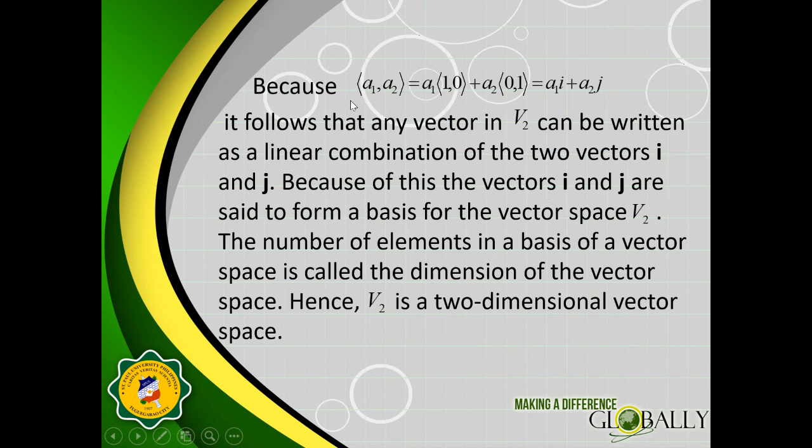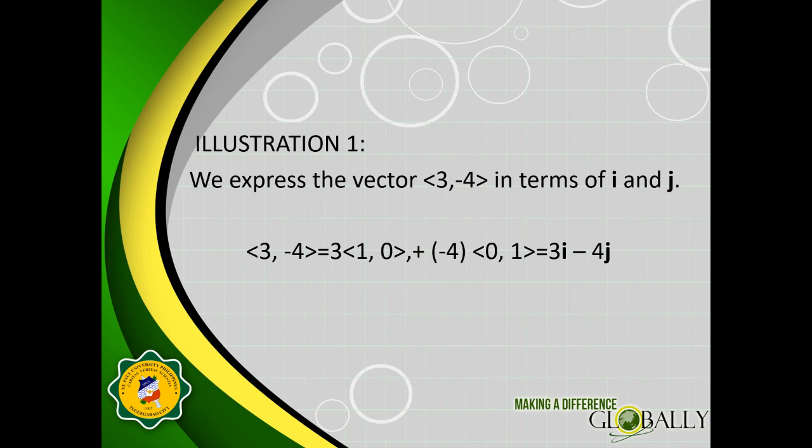Because (A1, A2) equals A1i plus A2j, it follows that any vector in V2 can be written as a linear combination of the two vectors i and j. Because of this, the vectors i and j are said to form a basis for the vector space V2. The number of elements in a basis of a vector space is called the dimension of the vector space. Hence, V2 is a two-dimensional vector space.